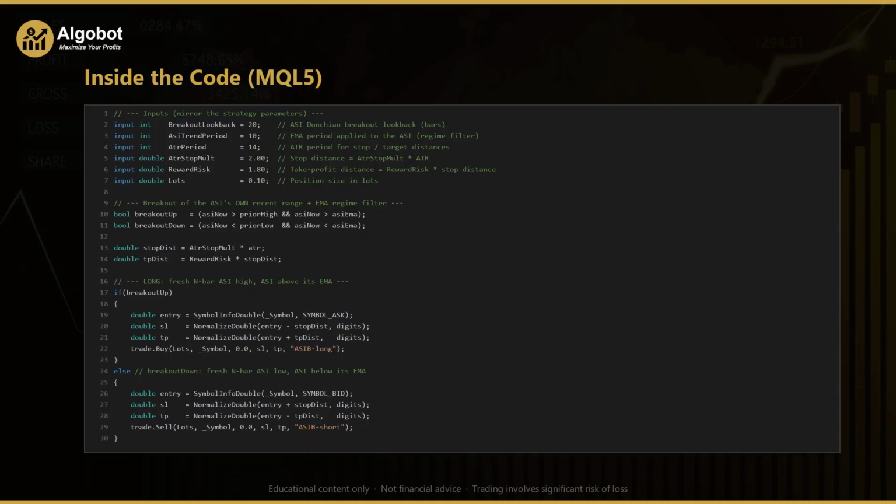the position size. Below the inputs are the two conditions that define a signal. The variable breakout up is true when the current Accumulative Swing Index, called ASI now, is greater than the prior high of its range and also greater than its own moving average, ASI EMA. The variable breakout down is the opposite.